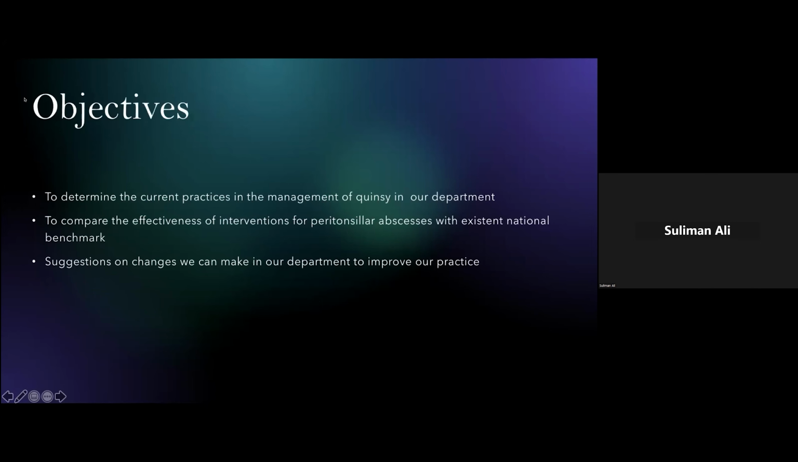So the objectives of my study, sorry, just bear with me, I'm having some technical difficulty on my side there.